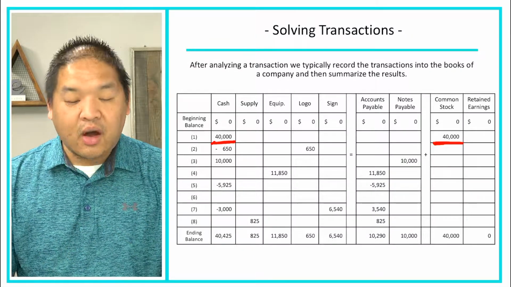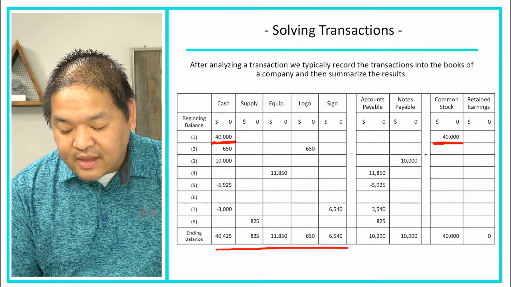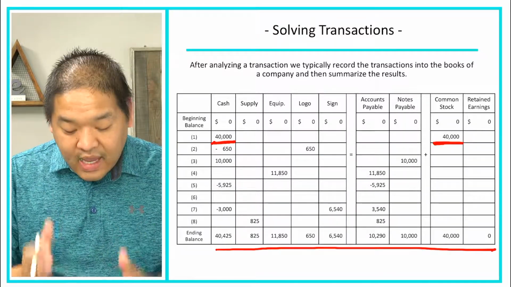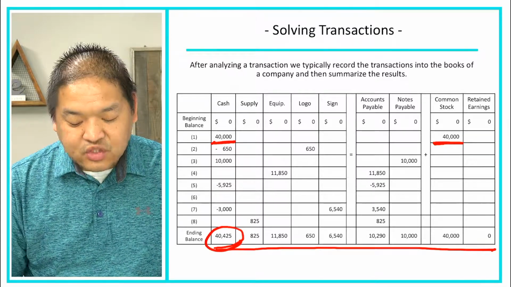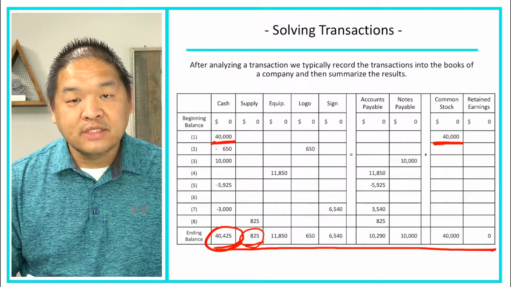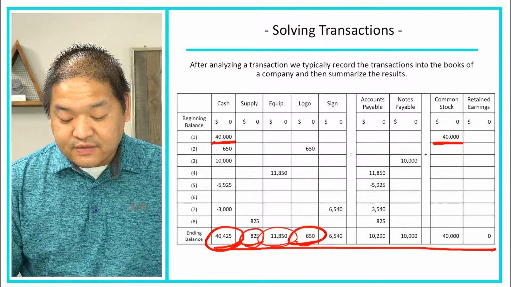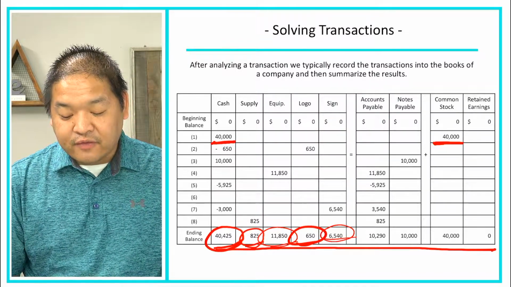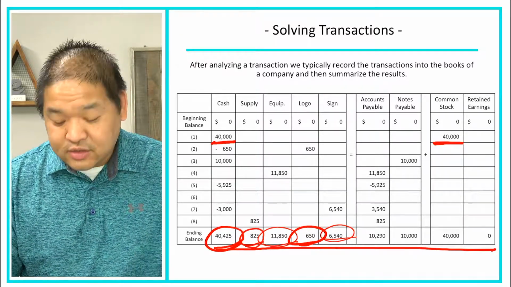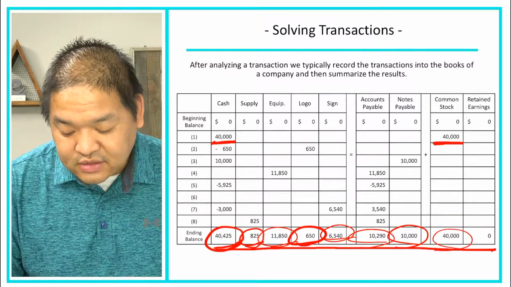And so we can go through all of this, but you notice we can add them all up together. And at the very bottom, we now have ending balances. So we could say that as of this point, as of the end of example 8, we've got $40,425 in cash. We have $825 in supplies. Our equipment is worth $11,850. We have a logo that's worth $650. We have a sign that's worth $6,540. What we owe to vendors is going to be $10,290. What we owe to the bank is $10,000, and we have $40,000 in common stock.